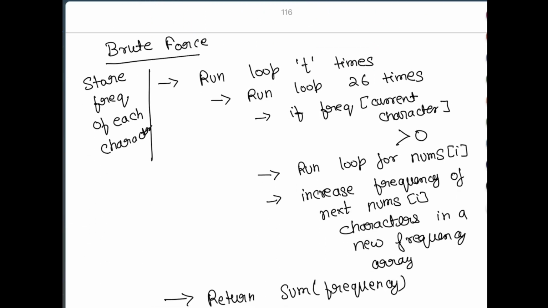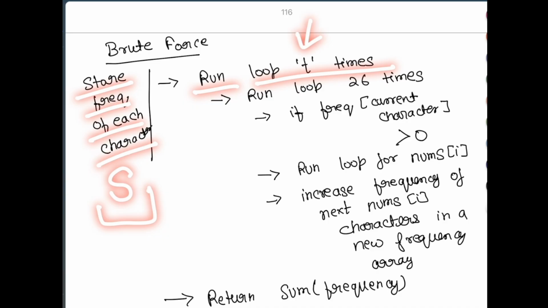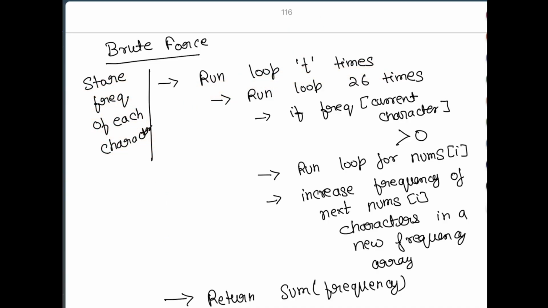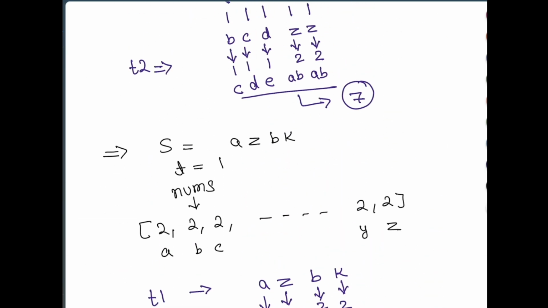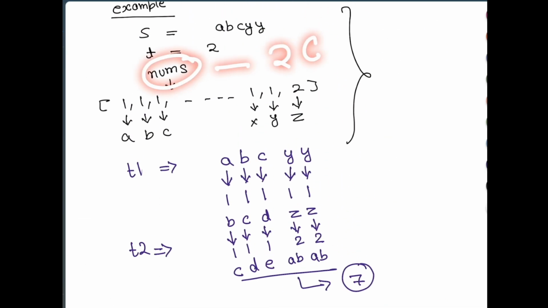Now, let us try to see how you can solve this problem using brute force, that is no extra logic, just completely brute force. First of all, you will just store the frequency of each of the characters given in your string S. That is, you will know what are the characters present in your string and how many times. Then simply run a loop for t times because you have to do the transformation t times, right? And in that loop, you will run another loop for 26 times. That's because this nums is of length 26, right? And you have total 26 characters, right?